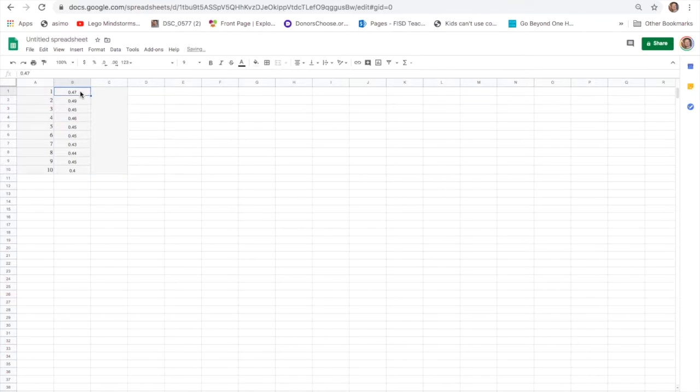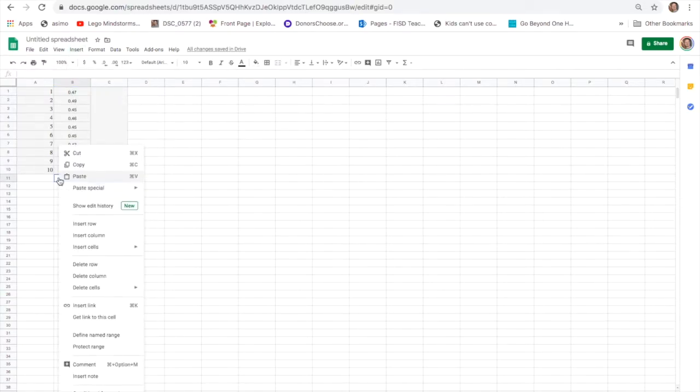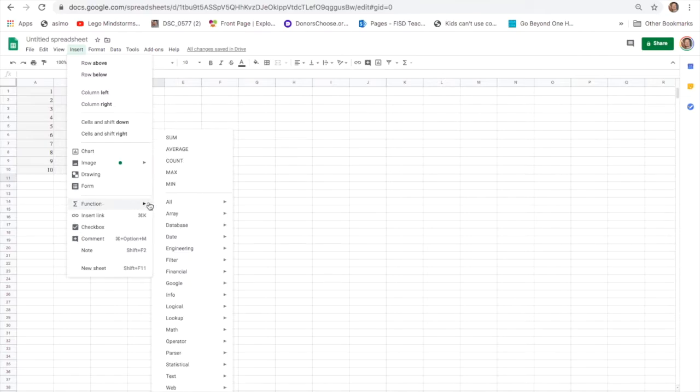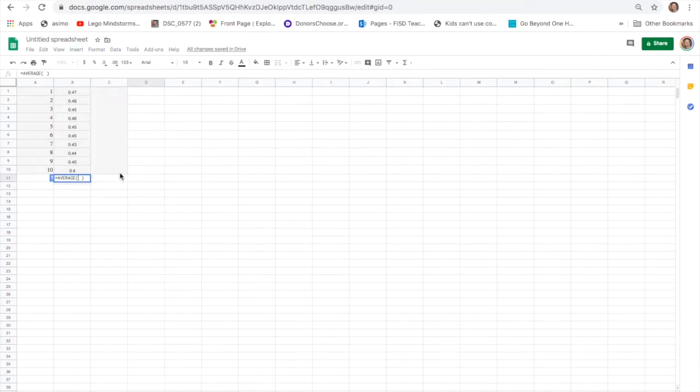What I can do here is insert, so down here I'm going to insert function. I'm going to do average, and this is from B1 to B10. 0.449. And then I'm going to get my other data.